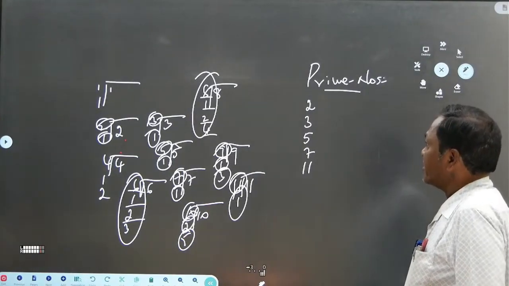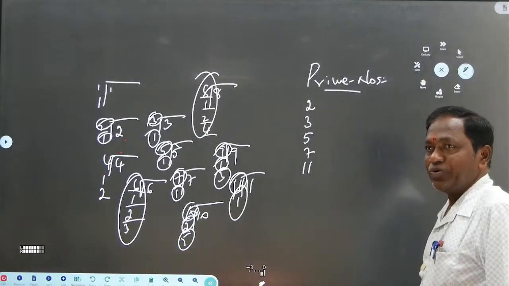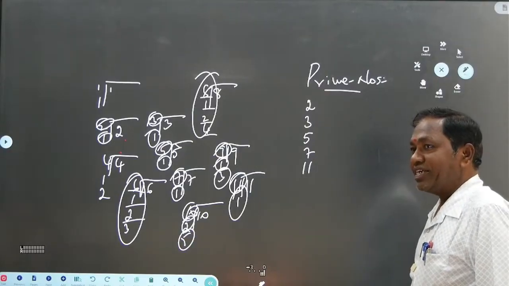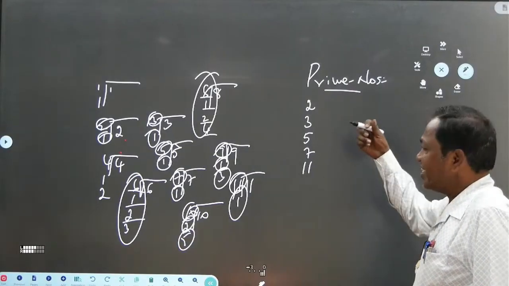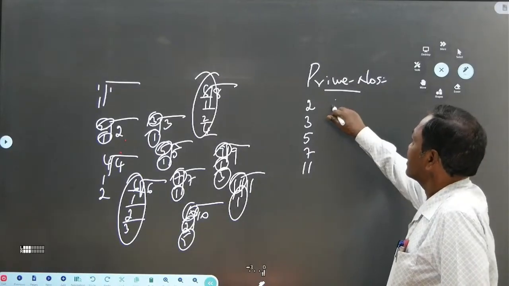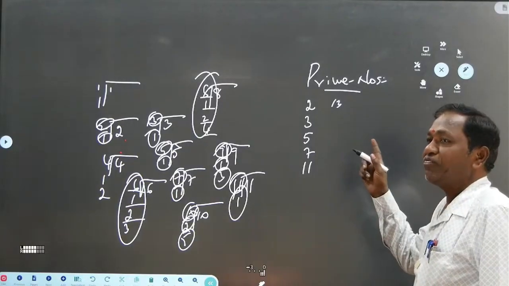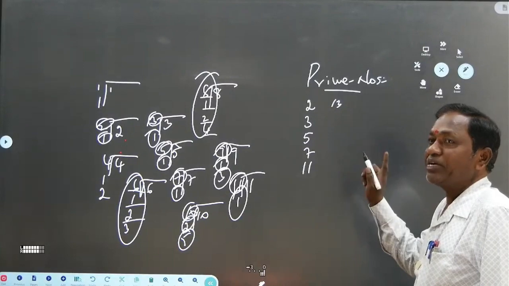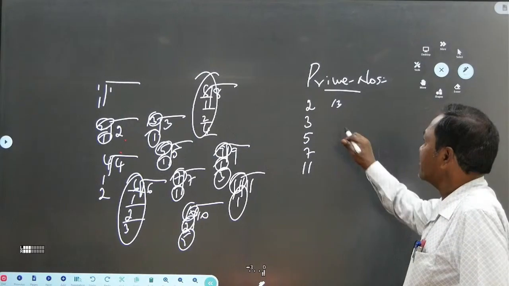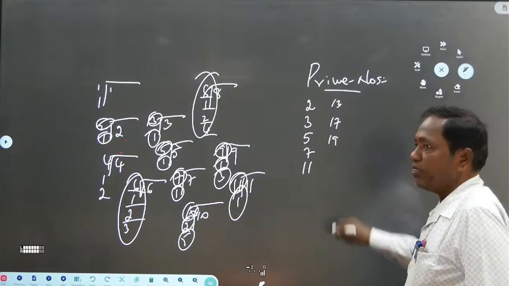Now let us see 12. Should we check 12 whether it's a prime number or not? No, because it's an even number. I told you, except 2, every prime number is an odd number. So we need not take even numbers into account. 12, let us not take. 13, yes, 13 is a prime number. 14, let us not take. 15 is a multiple of 5, so it will not come. Multiples of any number are not possible. 16 even number, let us not take. 17 is a prime number. 18, let us not take. 19 is a prime number.